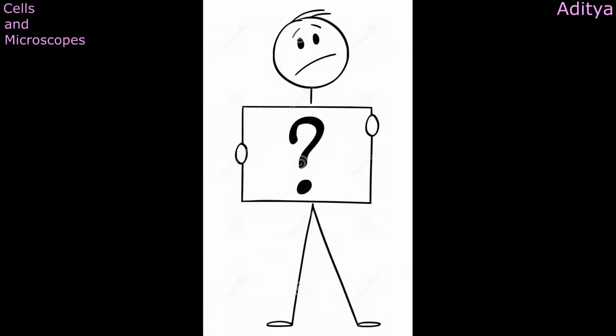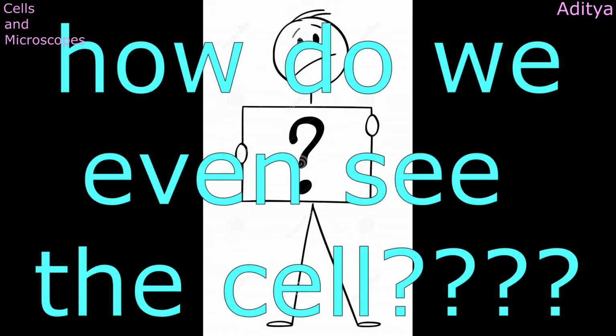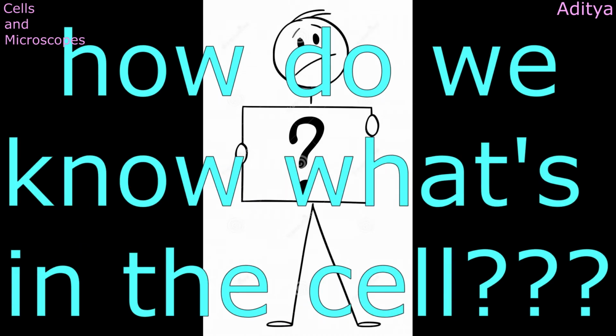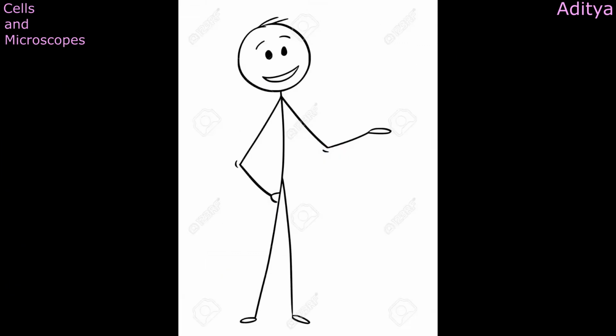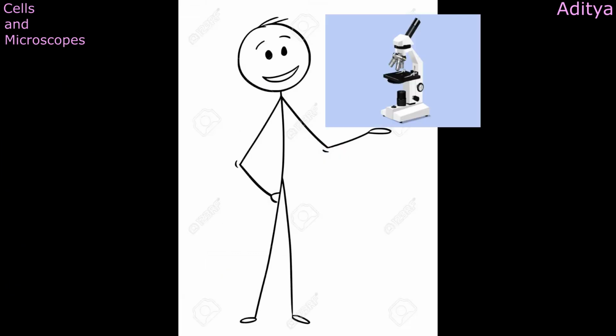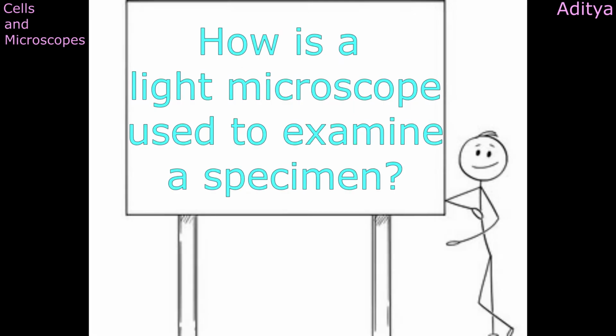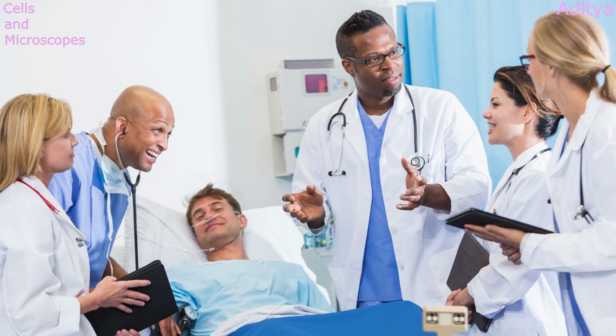Now, you may be wondering, Aditya, how do we even see the cell? And how do we even know what is in the cell? Well, that is the job of a light microscope. So, how is a light microscope used to examine a specimen? Let me picture this for you. You go to the doctor and there's something wrong with one of your organs. It's pretty common.